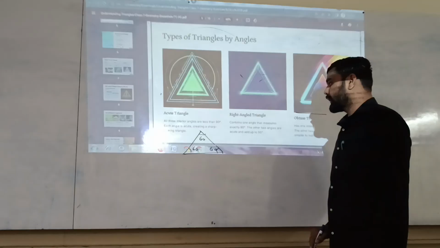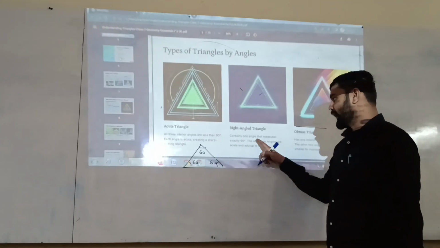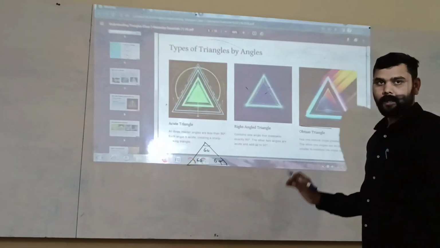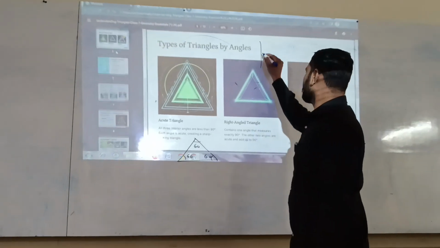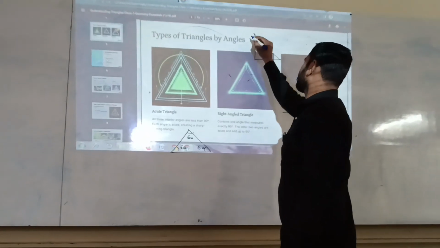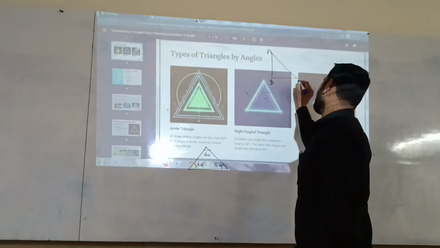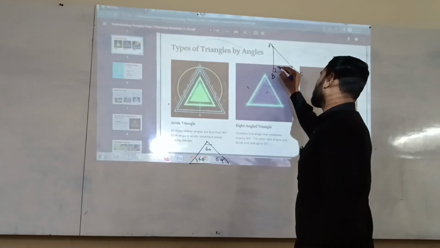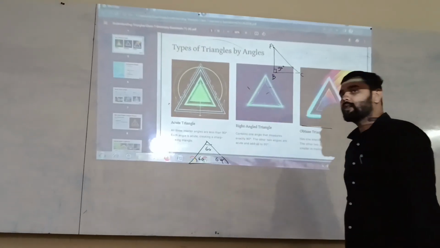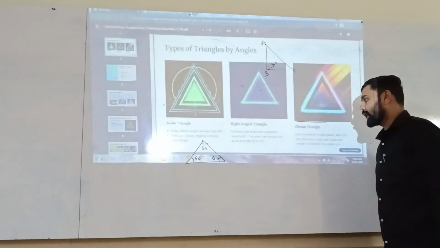Then the right angle triangle contains one angle that measures exactly 90 degrees. For example, in triangle ABC, angle B measures 90 degrees, and this triangle is called a right angle triangle.